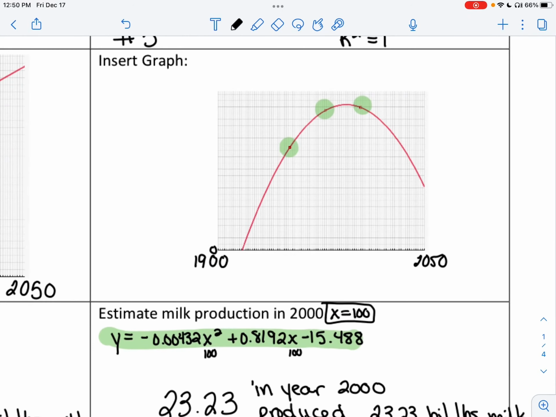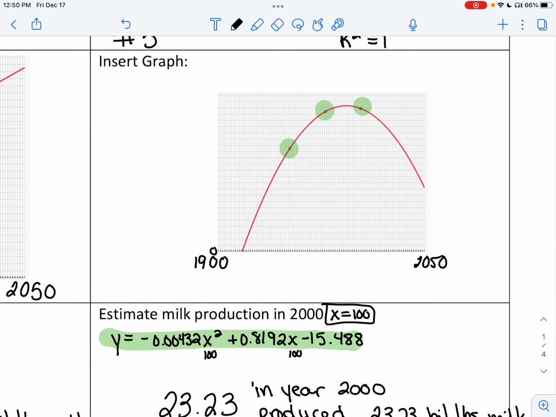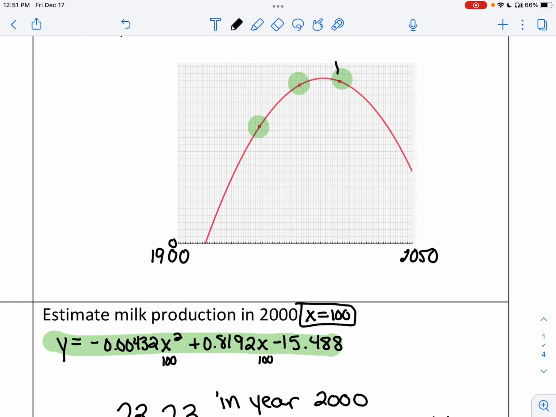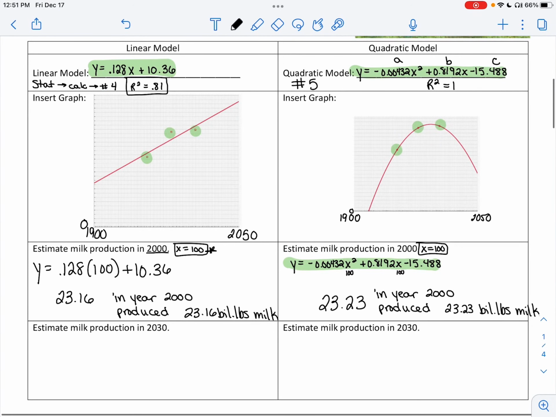And the year 2000 is going to be right somewhere over there. You can see the year 2000 is going to be right before this point. Year 2000, somewhere right about there. So you can say, wow, it really didn't make a difference if you use the linear or quadratic model. Thanks for wasting my time.